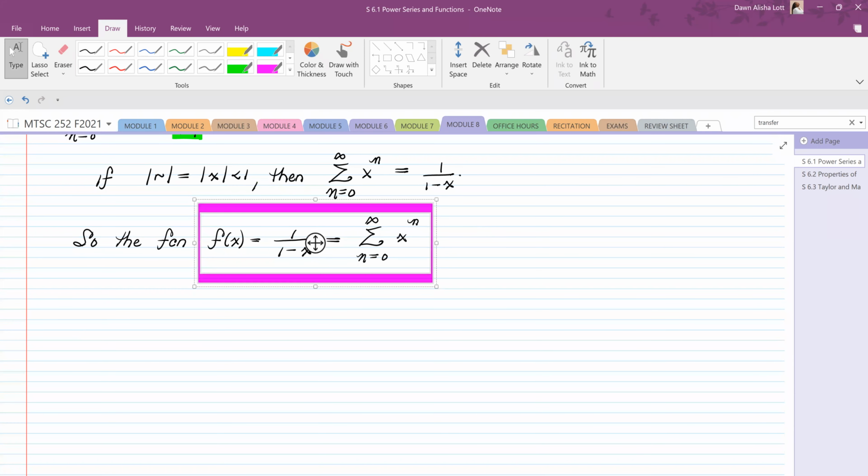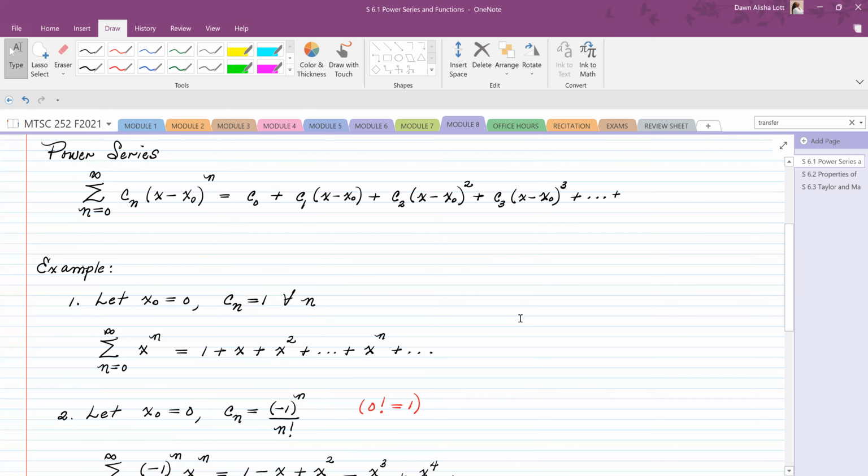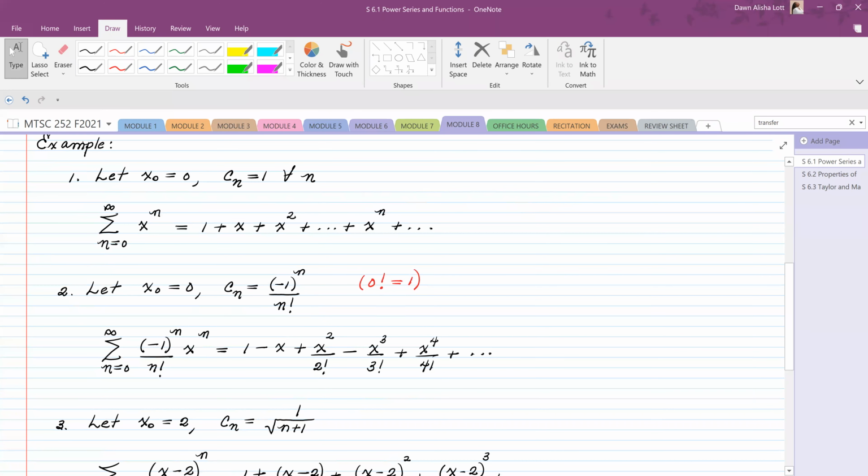Let's look at the second one. Oh, I don't remember the second one. I changed my notes. The second one is the sum. Okay, let me just grab it.